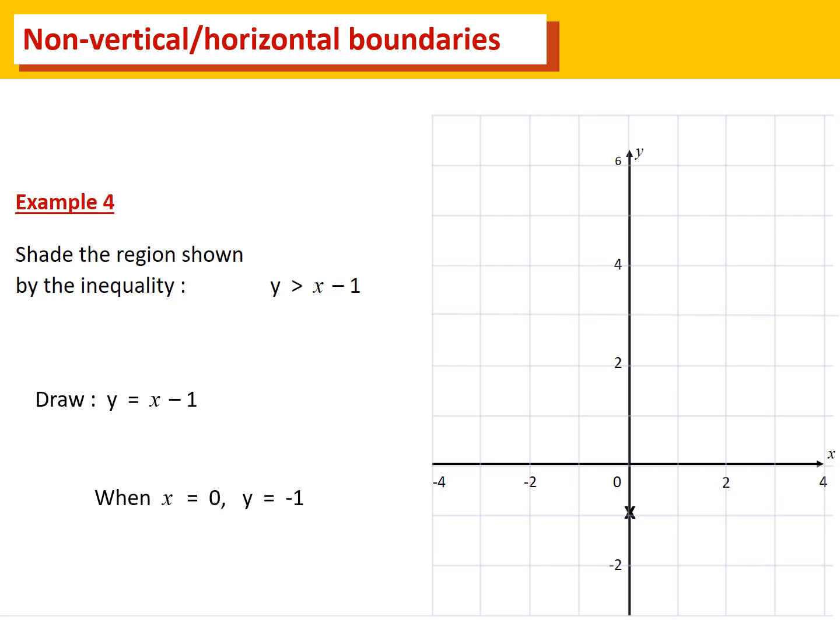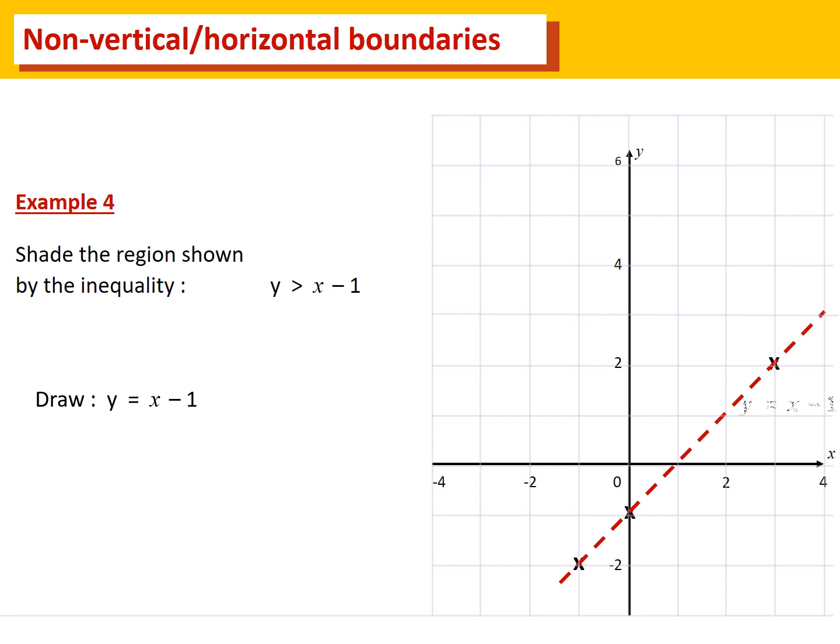We then choose a second x value. X is 3. We put x equals 3 into there, and you get y equals 3 subtract 1. So that gives us y equals 2. So we plot the point 3, 2. And when x is negative 1, y would equal negative 1 subtract 1, which is negative 2. So we plot the point negative 1, negative 2.